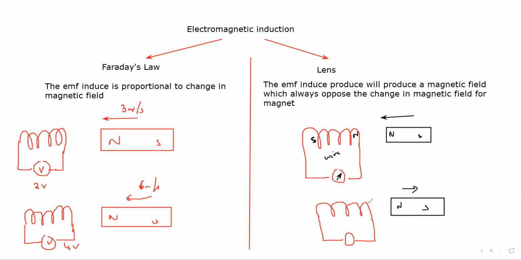So what will the wire try to do? It will try to attract it, because it always tries to oppose. If it is decreasing, it will try to increase by attracting. If it is increasing, it will try to decrease by repelling. So the wire will always try to oppose. So south will be on the right hand side, north will be on the left. And what will happen to the deflection of the needle? The needle will deflect in the opposite direction.